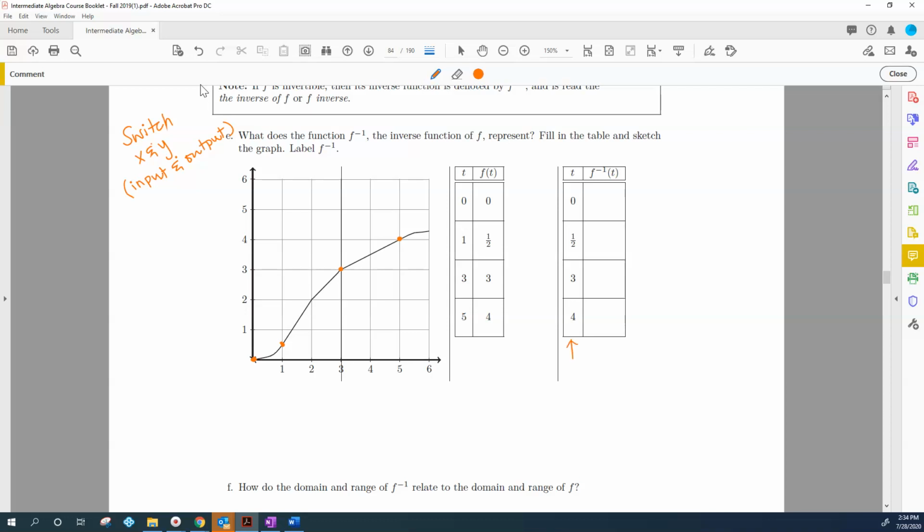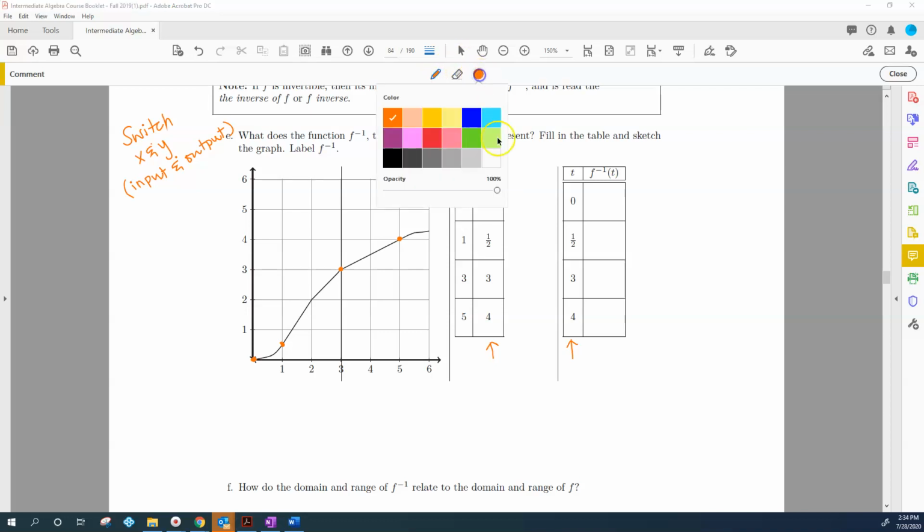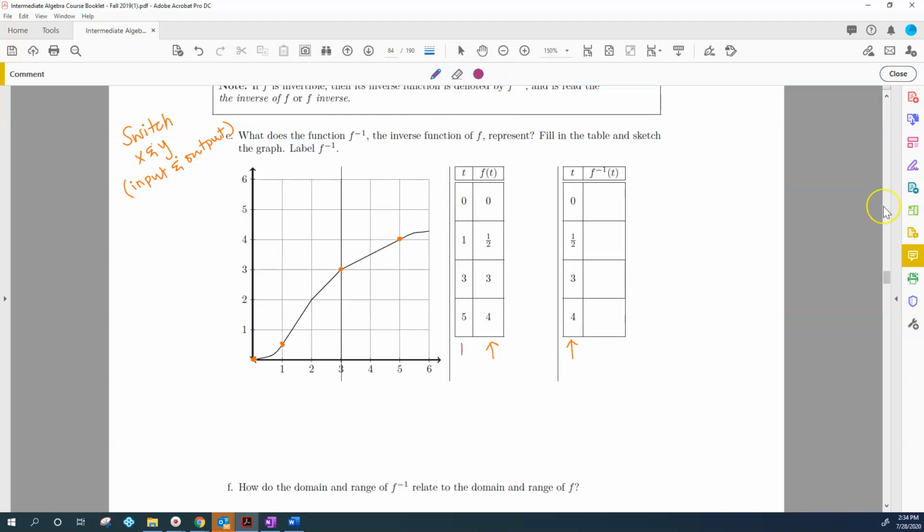here in this t column? So they changed the y values, the f of t values, in this one. My outputs became my inputs, and then I change my inputs to my outputs, so they're going to go in this one. This one's still going to be 0, 0, since those are both the same thing. But then instead of being 1 and 1/2, it'll be 1/2 and 1. 3, 3, and then 4, 5.